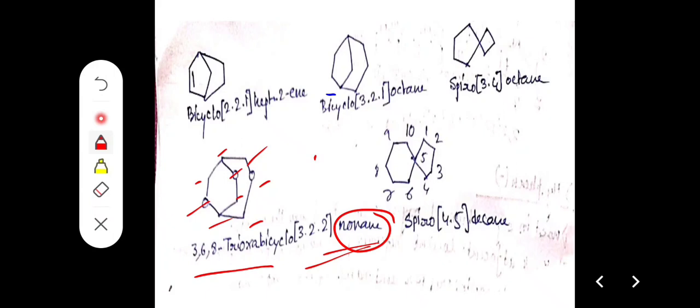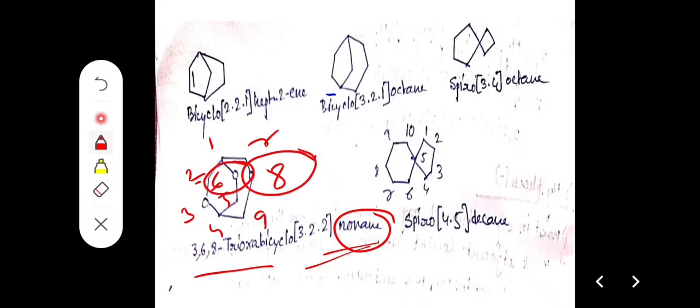If we consider this is 3, 4, 5, 1, 2, 3, 4, 5, 6, okay. If we consider 1, 2, 3, 4, 5, 6, 7, 8, 9, okay. So in position 8 one oxygen is present, in position 6 one oxygen is present, and in position 3 one oxygen is present. So that's why we can term it 3,6,8-trioxabicyclo.